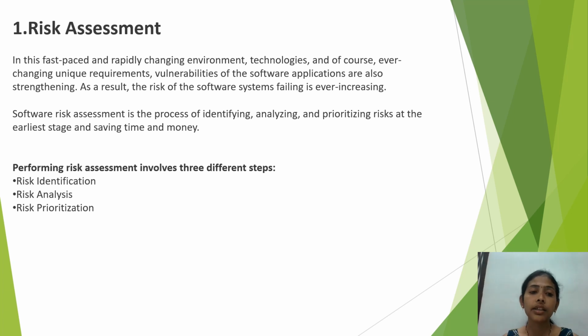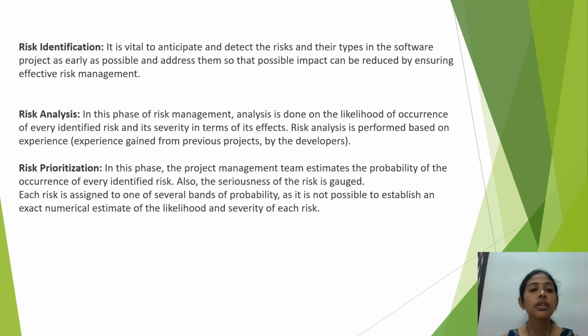Performing risk assessment involves three different steps. First, risk identification. Second, risk analysis. Third one, risk prioritization. First, risk identification. It is vital to anticipate and detect the risks and their types in the software project as early as possible and address them so that possible impact can be reduced by ensuring effective risk management.